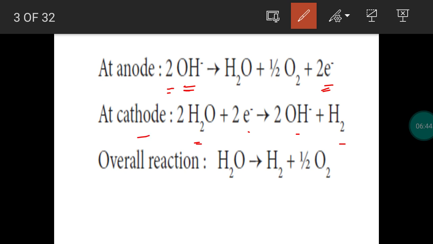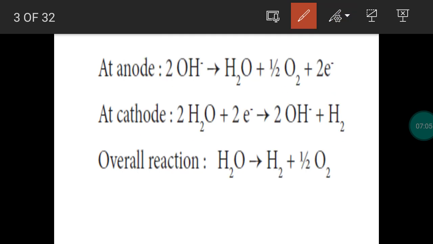So at the cathode, there will be a reduction process. A water molecule gains an electron. It produces a hydroxide ion and an H2 molecule. Again, this hydroxide will undergo oxidation at the anode. We will get oxygen gas along with an electron. So the process will take place continuously.